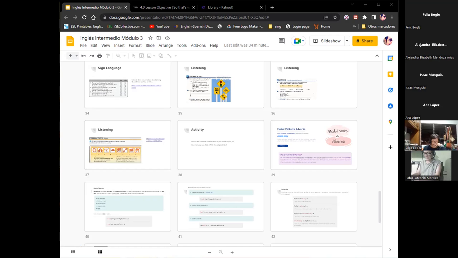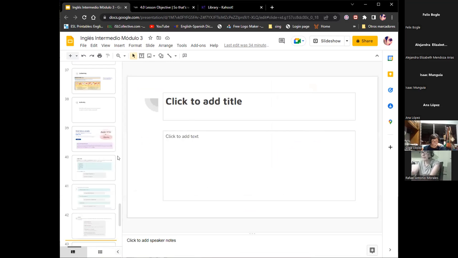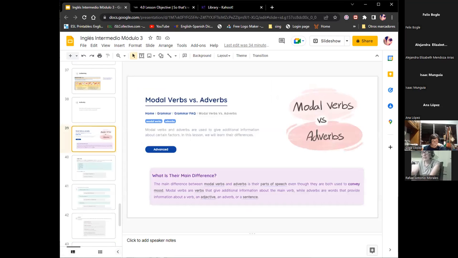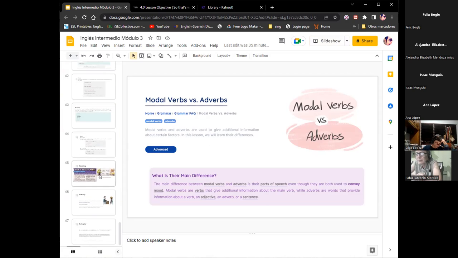Let's see. Do we have anybody else who is missing? ¿Alguien más que no me faltó? Nobody else? Okay, so we are going right now to review something about modal verbs, just to finish this section. And at the end, we are going to have a review of the unit, a quiz. And probably later, if we have time, the reading, a video, and a role play.